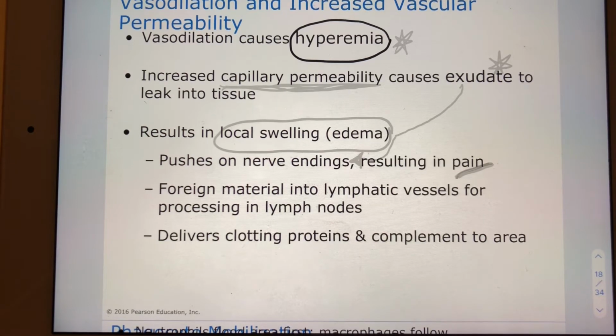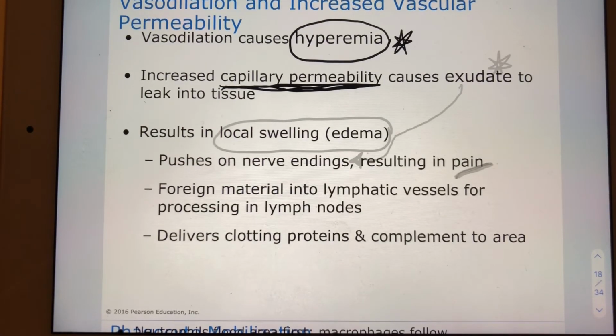And that increased permeability in that locale is one of the reasons why we have lots of fluid arriving at the site and lots of fluid leaving the circulatory system as exudate, okay? And having local vasodilation and local increased vascular permeability means that we experience local swelling. And so that's one of the rather cardinal signs: swelling.